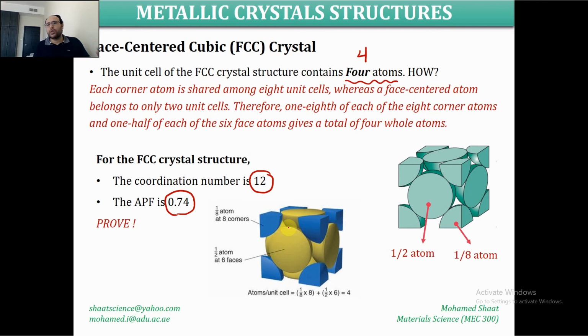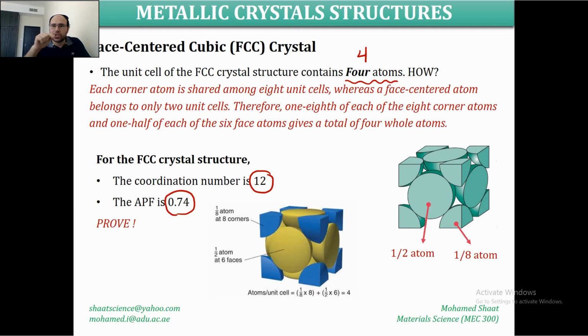So how did we calculate these numbers? We do have here 3 numbers for the FCC crystal structure: 4 atoms, 12 coordination number, and the atomic packing factor. Why is it 4 atoms? Let us count how many atoms here. For the FCC unit cell, there should be 1 atom at each corner. This atom at the corner is shared by 8 unit cells, not just 1. It means that a single unit cell won't take an entire complete atom. Instead, it's going to take 1/8 of this atom.